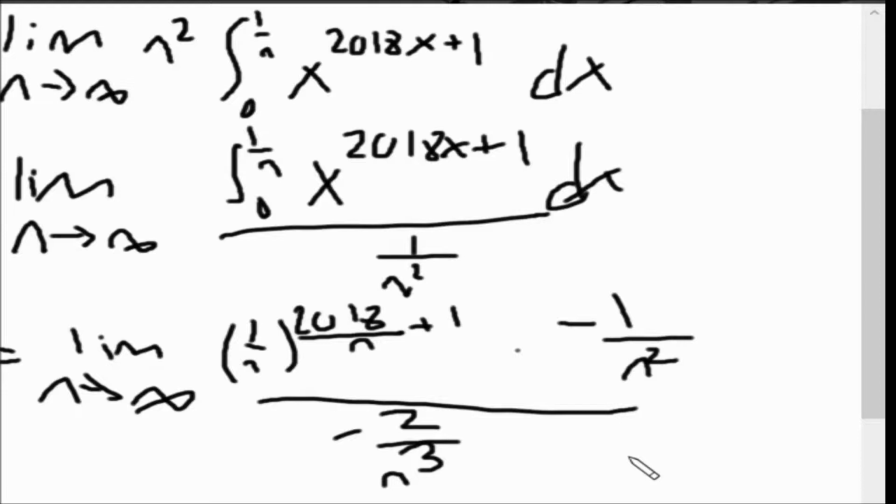So we are now considering the limit as n approaches infinity of 1 over n to the power of 2018 over n plus 1 times negative 1 over n squared, all divided by negative 2 over n cubed. And although this expression may be messy, we're no longer dealing with an integral within our limit. So this is a much more manageable problem.